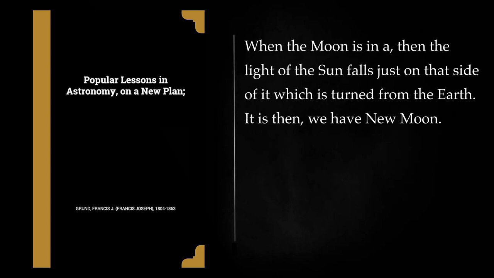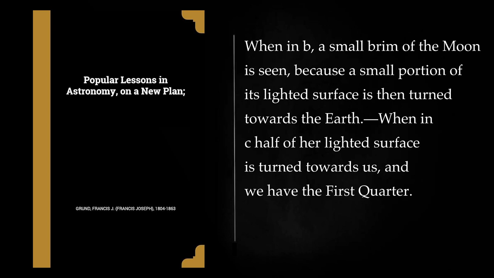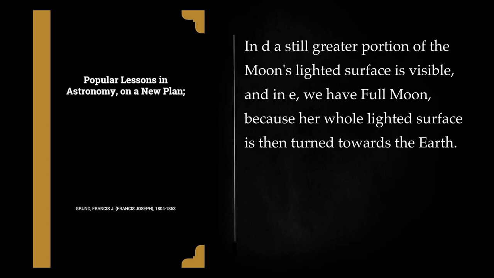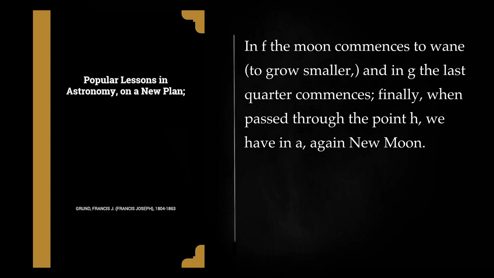When the moon is in A, then the light of the sun falls just on that side of it which is turned from the Earth. It is then we have new moon. When in B, a small rim of the moon is seen, because a small portion of its lighted surface is then turned towards the Earth. When in C, half of her lighted surface is turned towards us, and we have the first quarter. In D, a still greater portion of the moon's lighted surface is visible, and in E, we have full moon, because her whole lighted surface is then turned towards the Earth. In F, the moon commences to wane, to grow smaller, and in G, the last quarter commences. Finally, when passed through the point H, we have in A, again new moon.